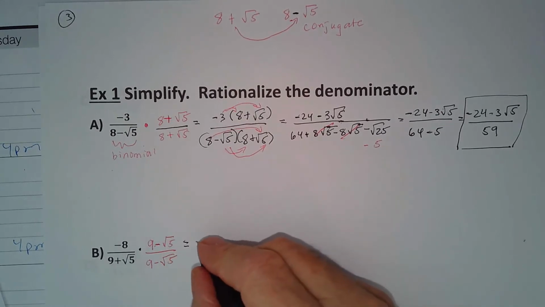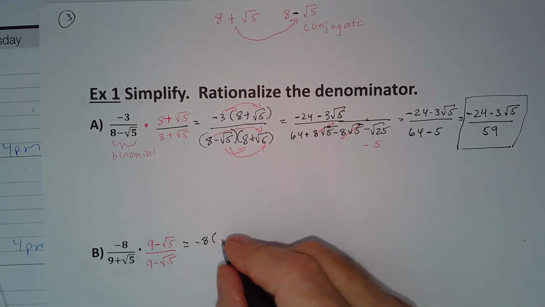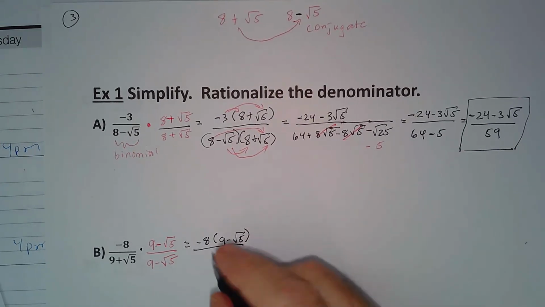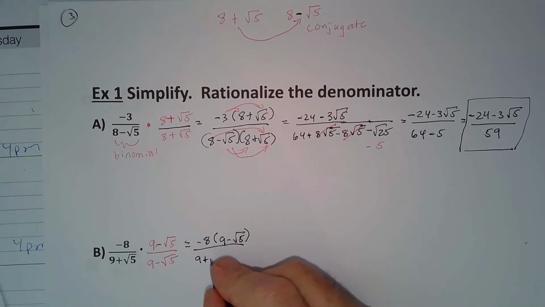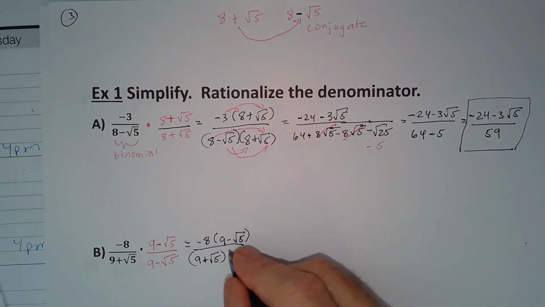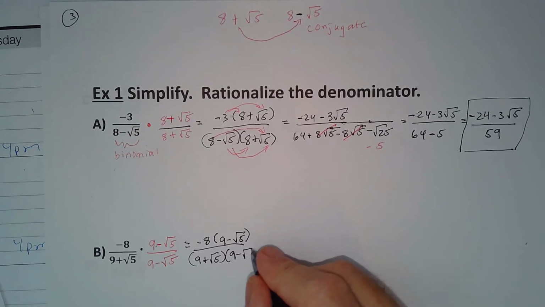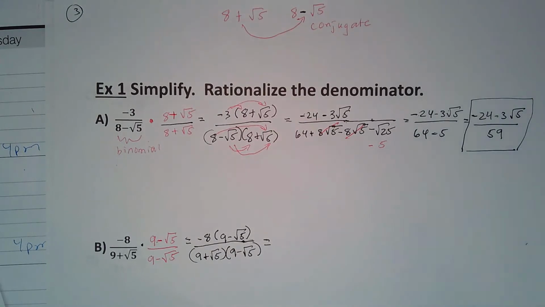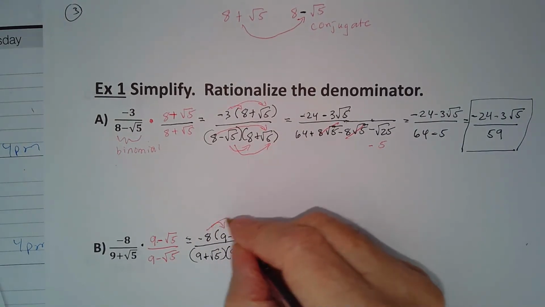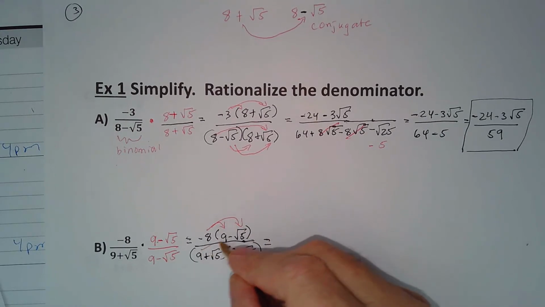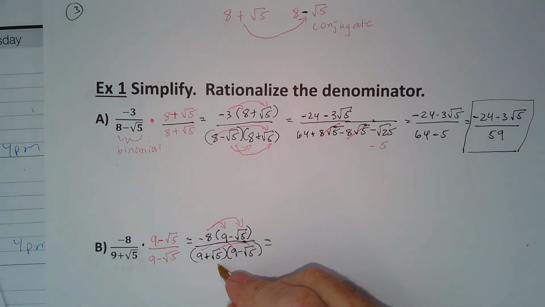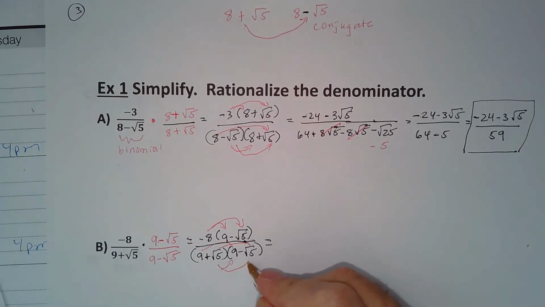So I've got negative 8 times 9 minus the square root of 5, divided by 9 plus the square root of 5 in parentheses times 9 minus the square root of 5. Okay. So let's distribute now. Negative 8 times the 9, negative 8 times the negative square root of 5, and then I've got 9 times 9, and I've got square root of 5 times negative square root of 5, and then positive 9 times the square root of 5, and positive square root of 5 times negative square root of 5.